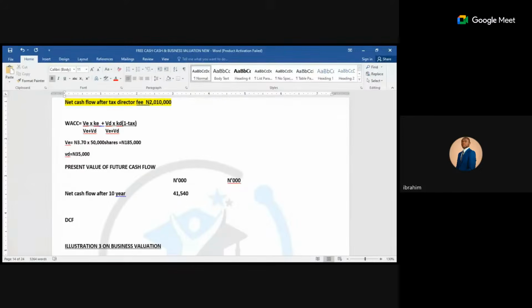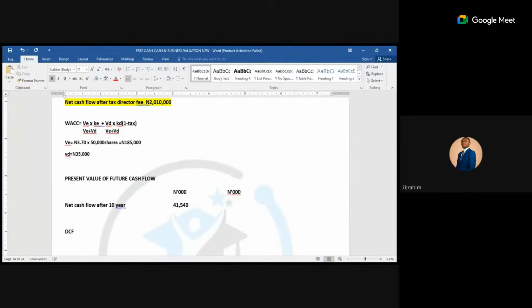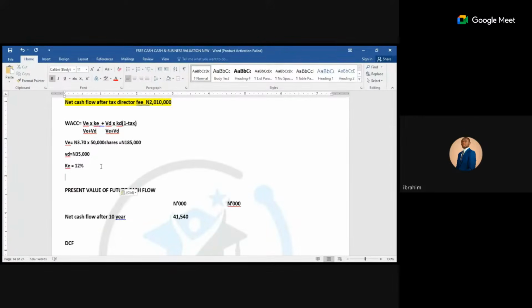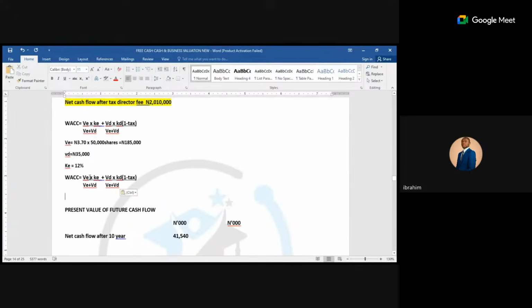We already have our cost of equity to be 12%. What do we have again? Okay, I think that's all. So our tax is 33%. So I can use this table to get my DCF. What do we have here?